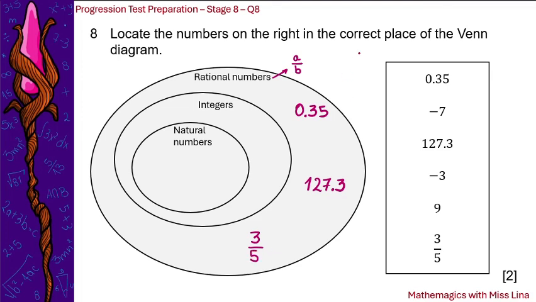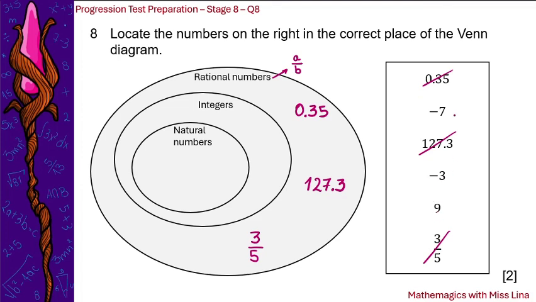We need to be careful because what if they put the fraction 8/2? It looks like a fraction and it's a rational number because it could be expressed as a fraction. But 8 divided by 2 is 4, so it's actually a natural number. In this case, 3/5 is not even a unit, so yes, it's a rational number. So we already did this one, and this one.